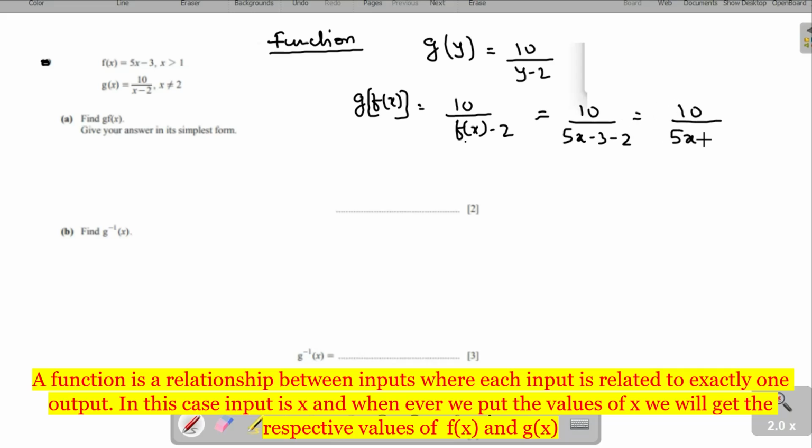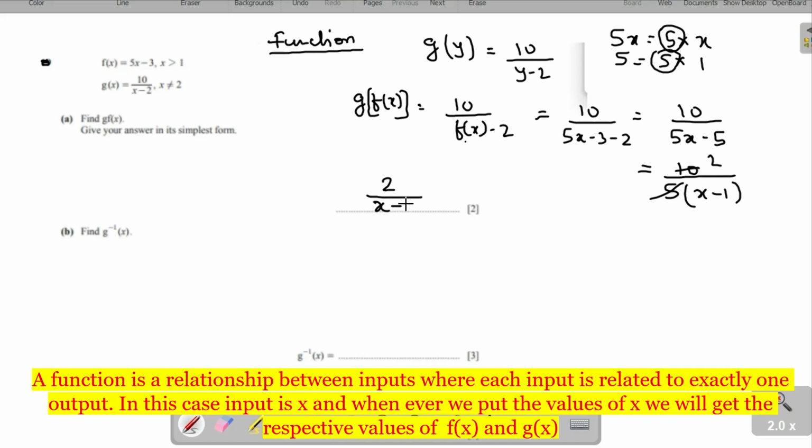Now we have to do some simplification. 5x means 5 into x, and 5 is nothing but 5 into 1, so 5 is common to both. I write 10 over 5 times x minus 1. So 5 into 2 is 10, and our final answer in this case will be 2 upon x minus 1.